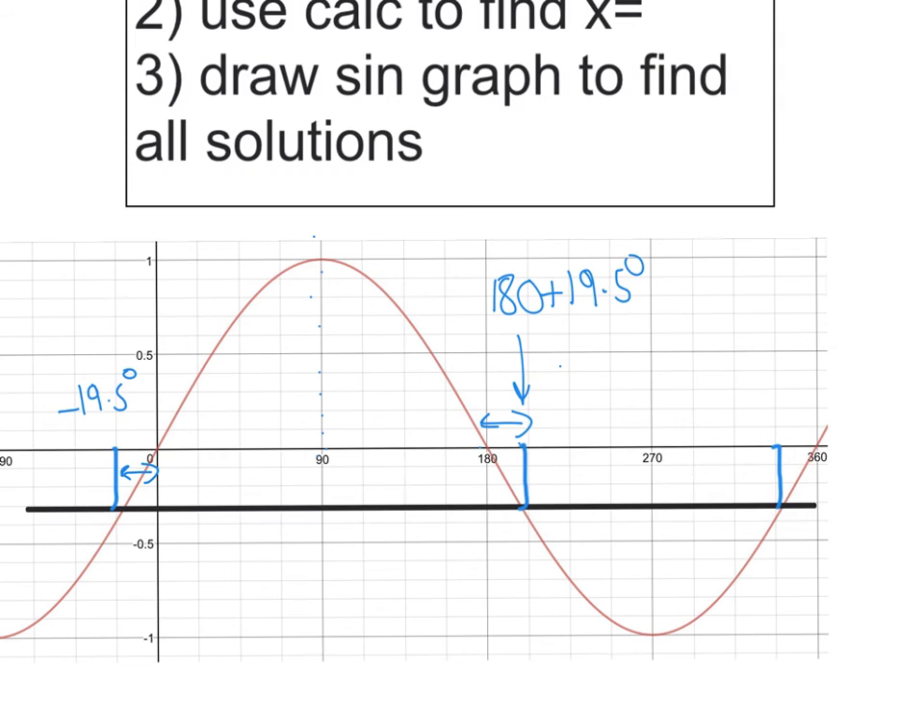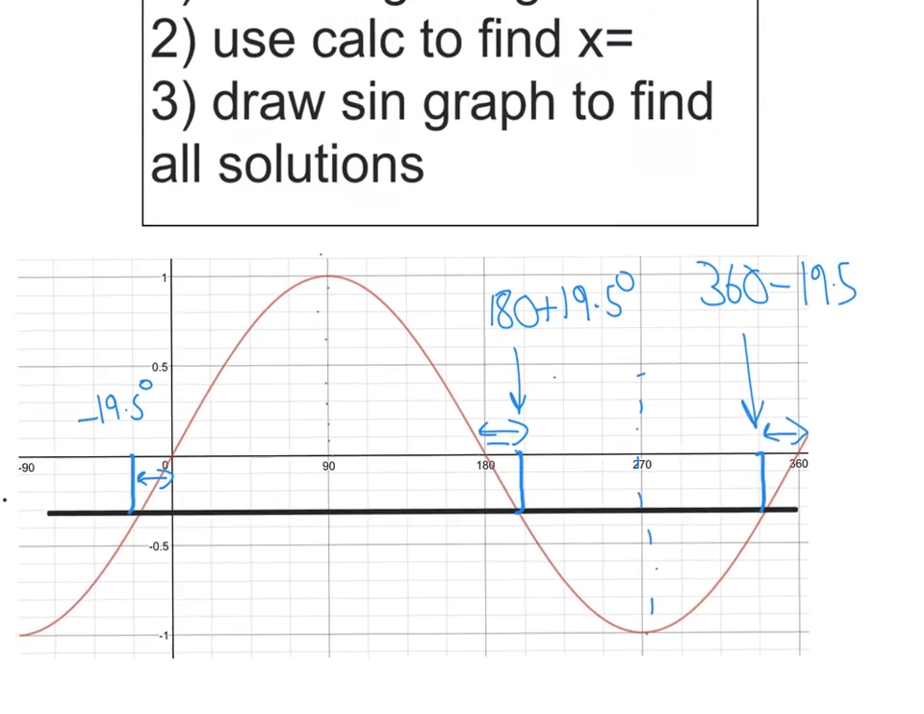Again, using the symmetry of the curve, if this distance here is 19.5, the distance from 360 back to the blue line must be 19.5. So this answer must be 360 minus 19.5.